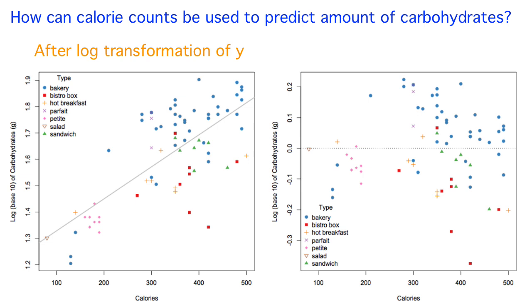And now we can also see that the 2 points that the model doesn't explain well are red squares, which are bistro boxes. These are both light meals that are high in protein. They are tuna salad and salumi and cheeses, and they have a fairly high calorie count. But the amount of carbohydrates for these food items is much lower than this calorie count would predict, compared to other Starbucks food products.